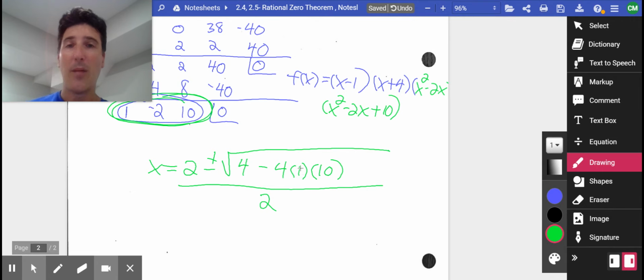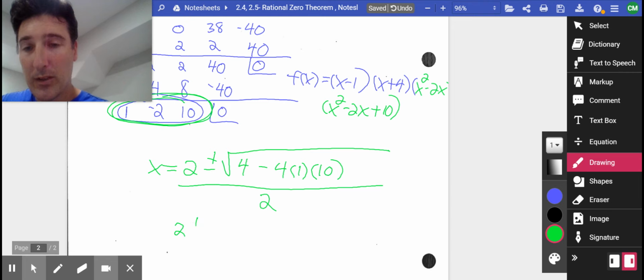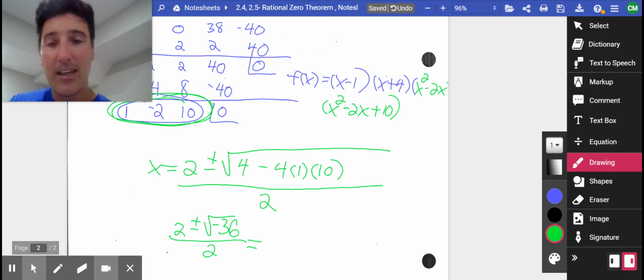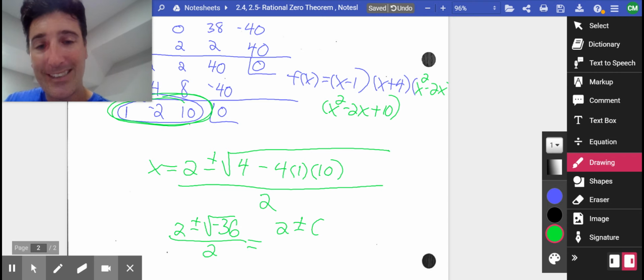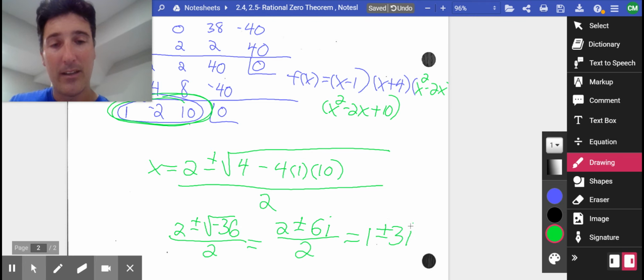Now, you see when we do this, we're going to get 40, and we're going to get a negative in here. So that means the last two zeros are complex. We're going to have an i in it. So the discriminant, we're going to get 4 minus 40, which gives us negative 36. So we'll have 2 plus or minus the square root of negative 36 over 2. Well, I know square root of 36 is 6, so if I have a negative, then I'm going to have 6i. So I'm going to have 2 plus or minus 6i over 2. And then I can divide this. 2 over 2 is 1. 6i over 2 is 3i. So we have 1 plus or minus 3i.